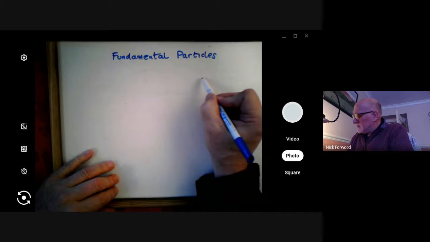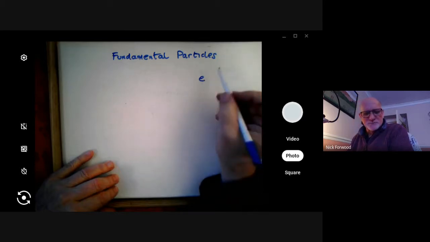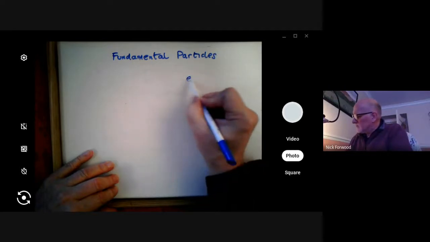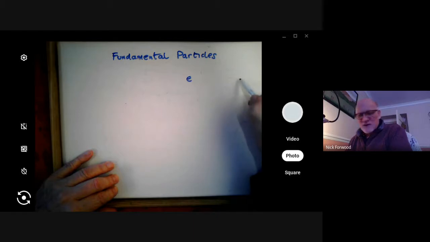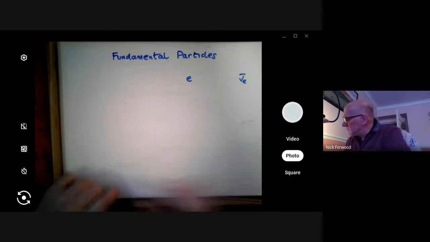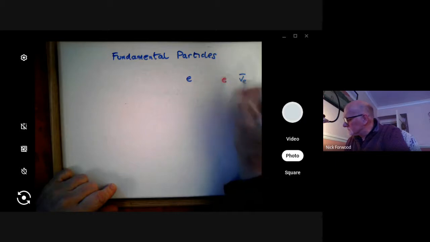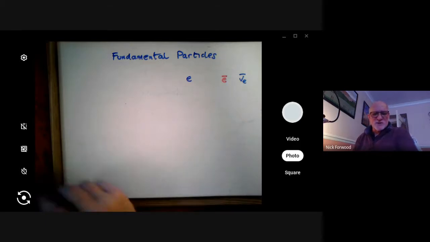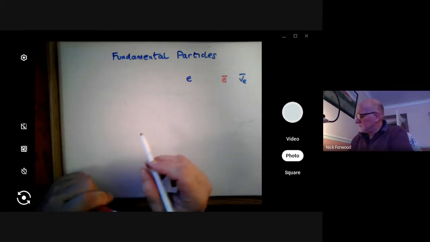So in beta decay, we've got our electron, and our antineutrino produced at the same time. I'm going to build up a table, so you need to keep a little bit of space here. Now, don't forget, we've got antimatter particles as well. So when we have positron emission, that is associated also with a neutrino.